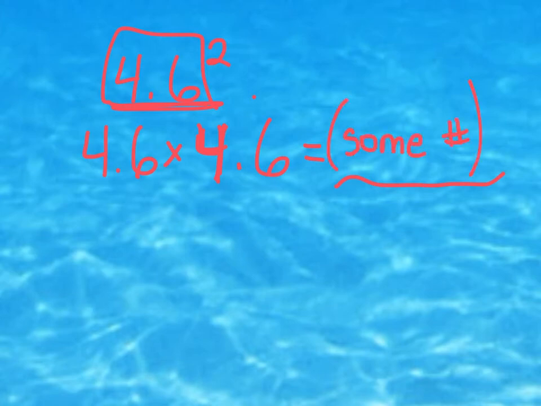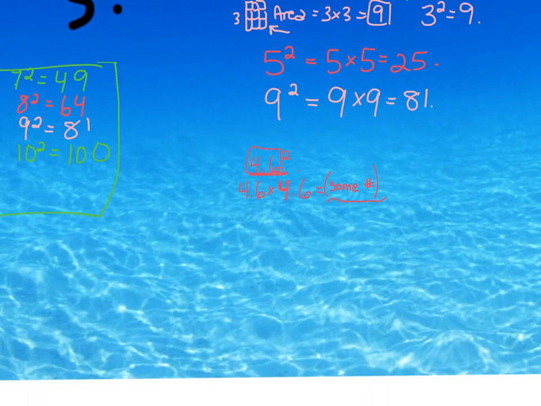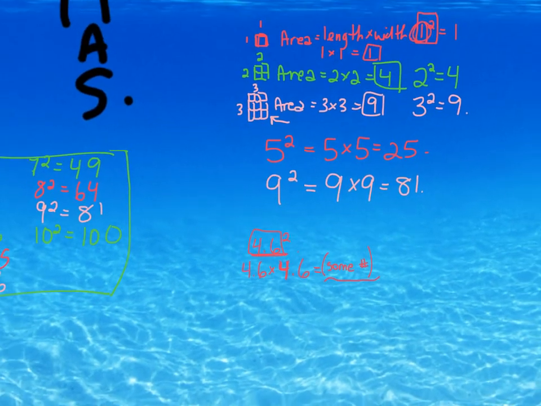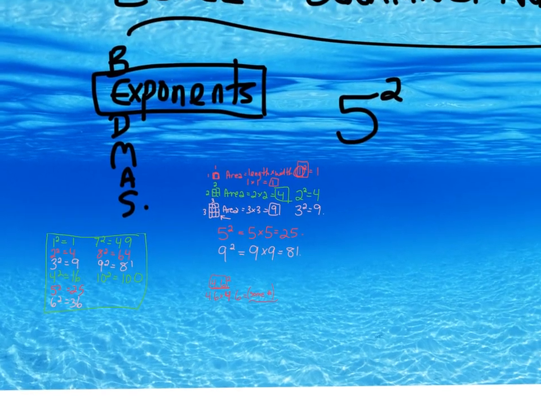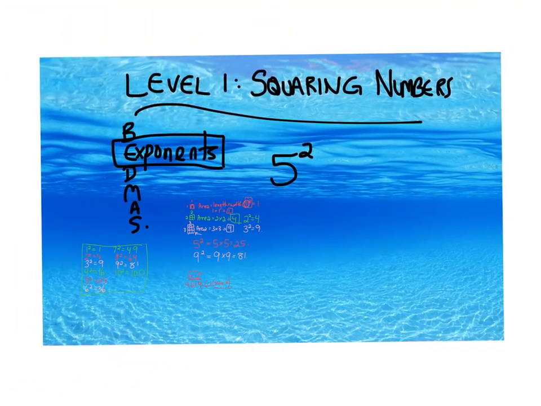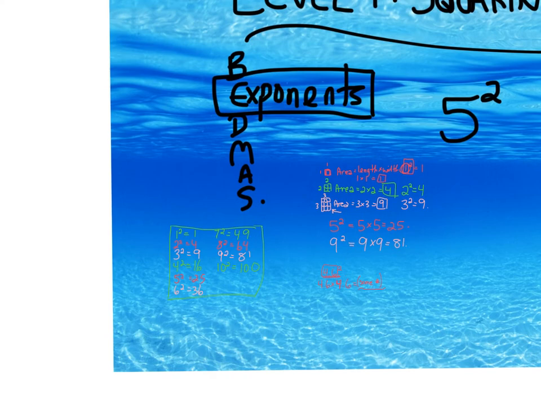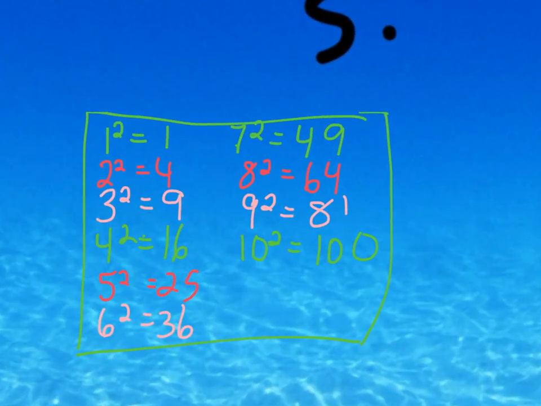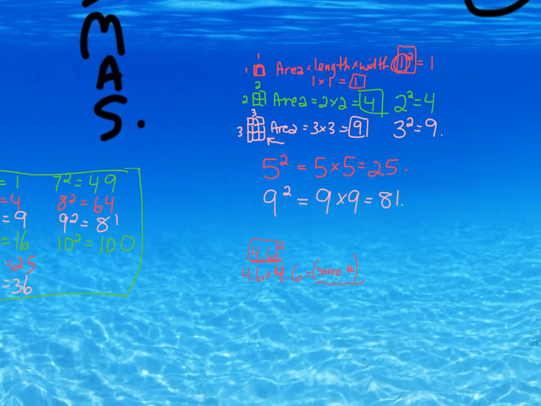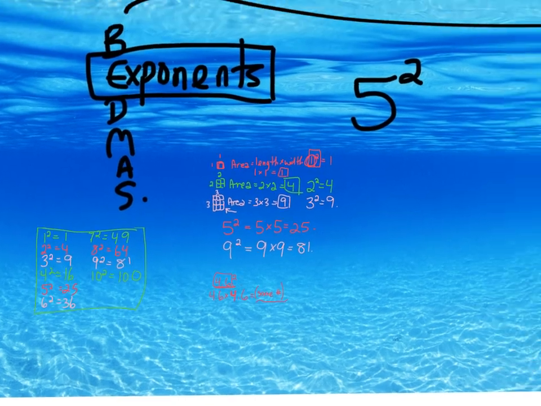So yeah, that's it for level 1. So again, when you're ready to challenge it, first you'll want to be able to go through some of the questions from the handout and practice them. Make sure you have all of these memorized and you understand what it means to square a number, and then you'll be ready to go. Good luck!